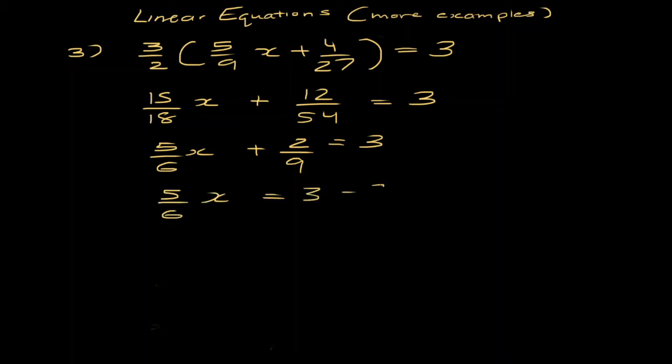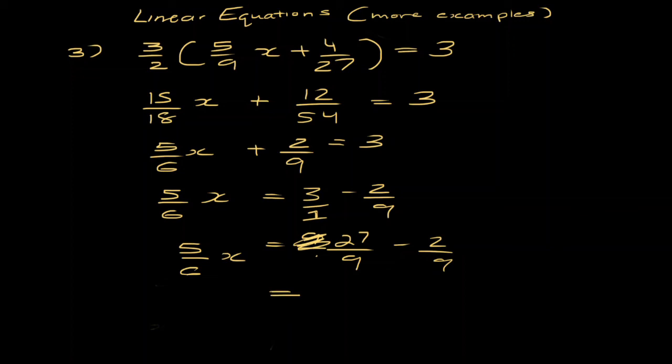So 3 minus 2 over 9. And how do we make this into 9? We multiply this whole thing by 3. So we get 9 on top. Sorry, the whole thing by 9, not by 3. 27 over 9 minus 2 over 9, and 5 over 6 x is equal to 27 over 9 minus 2 over 9, so 25 over 9. And we get 5 over 6x.